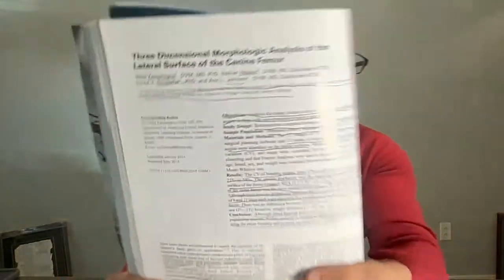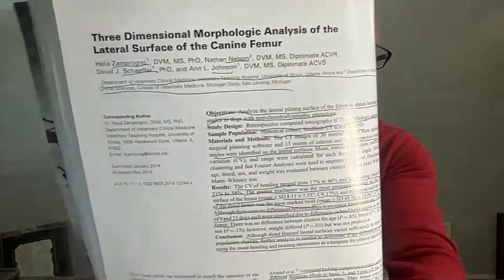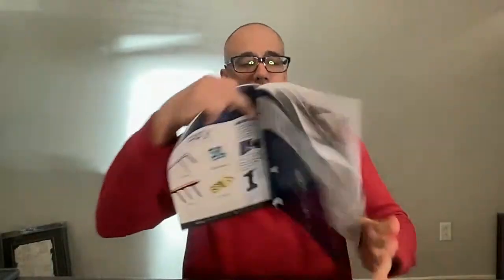Pacific time. We are going through this issue of Veterinary Surgery, May 2015 issue, and we're talking about this study, three-dimensional morphologic analysis of the lateral surface of the canine femur. This comes out of two universities, the University of Illinois and the University of Michigan State rather.